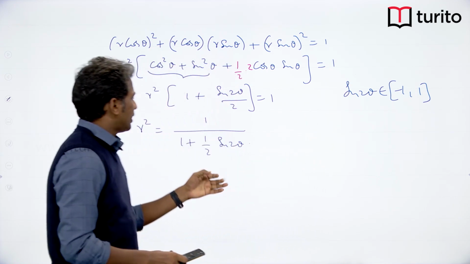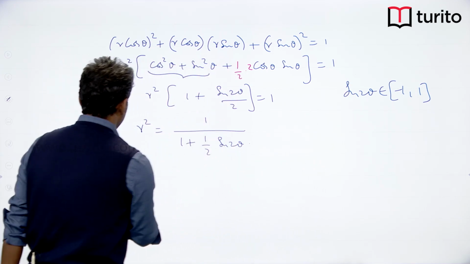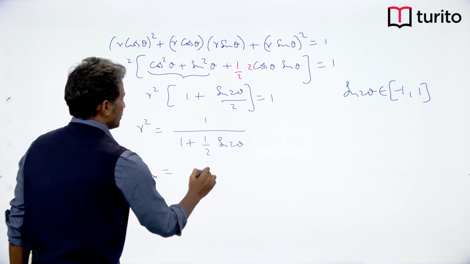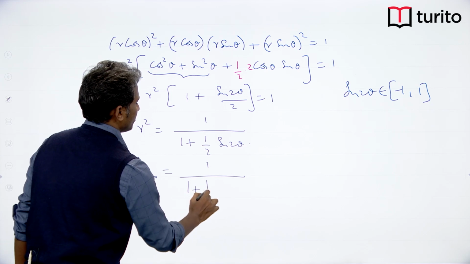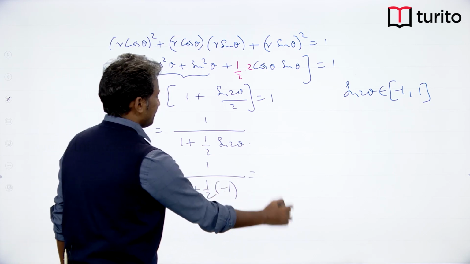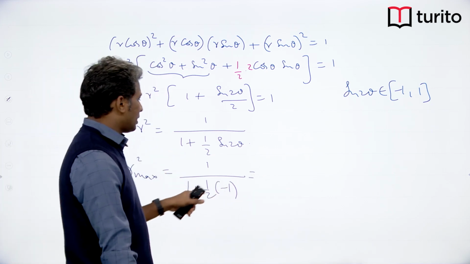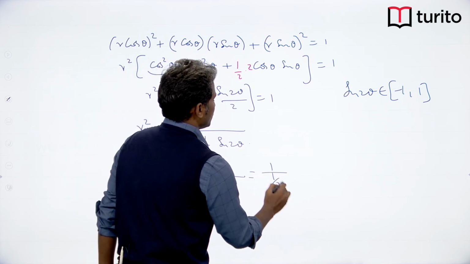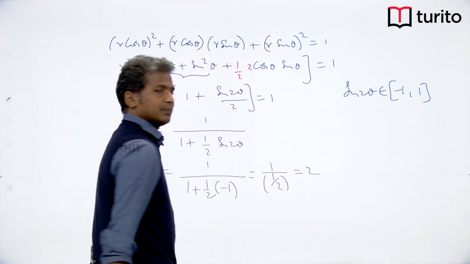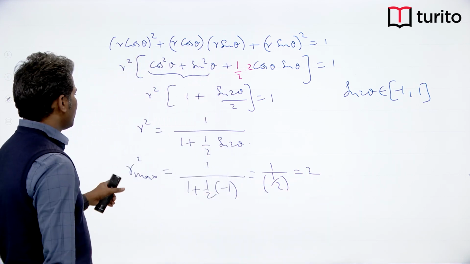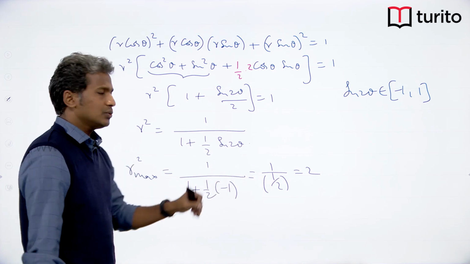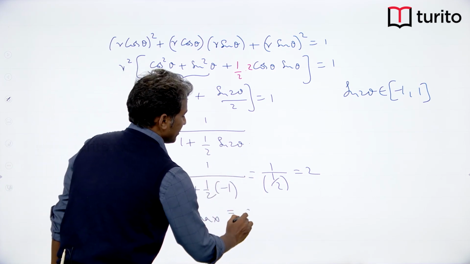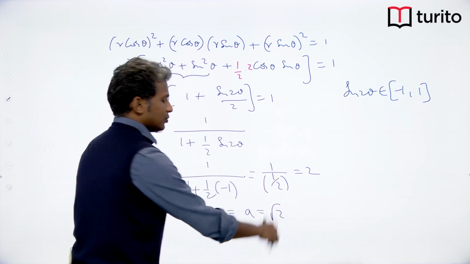Minus 1. So when I put minus 1 here, I can say that r max whole square is going to be 1 by 1 plus 1 by 2 into minus 1, which is same as 1 by 1 minus 1 by 2, which is same as 1 by 1 by 2. So here we will get 2. Okay, so r max must be equal to root of 2. r max is same as a, which is same as root of 2.